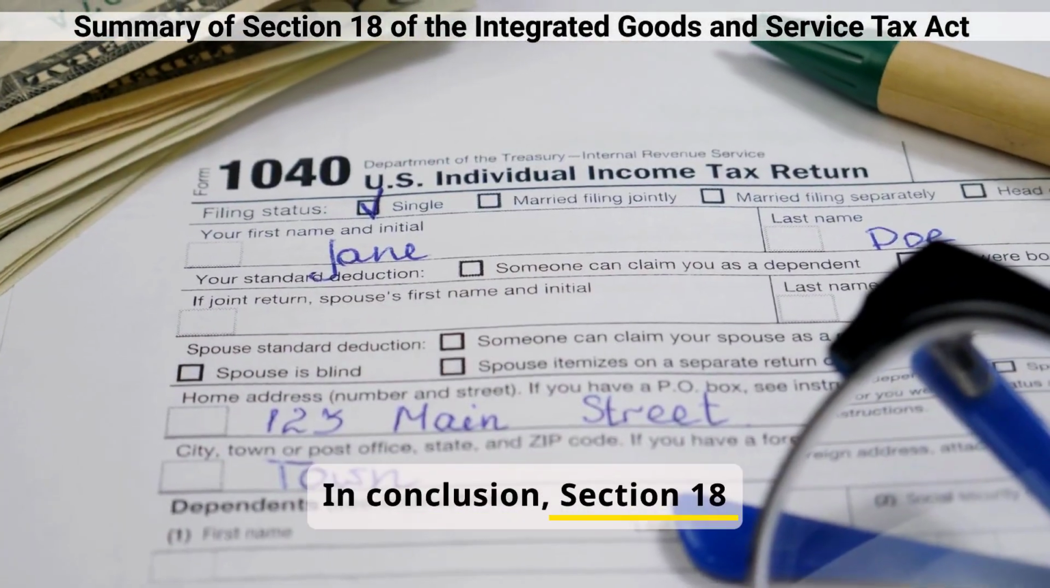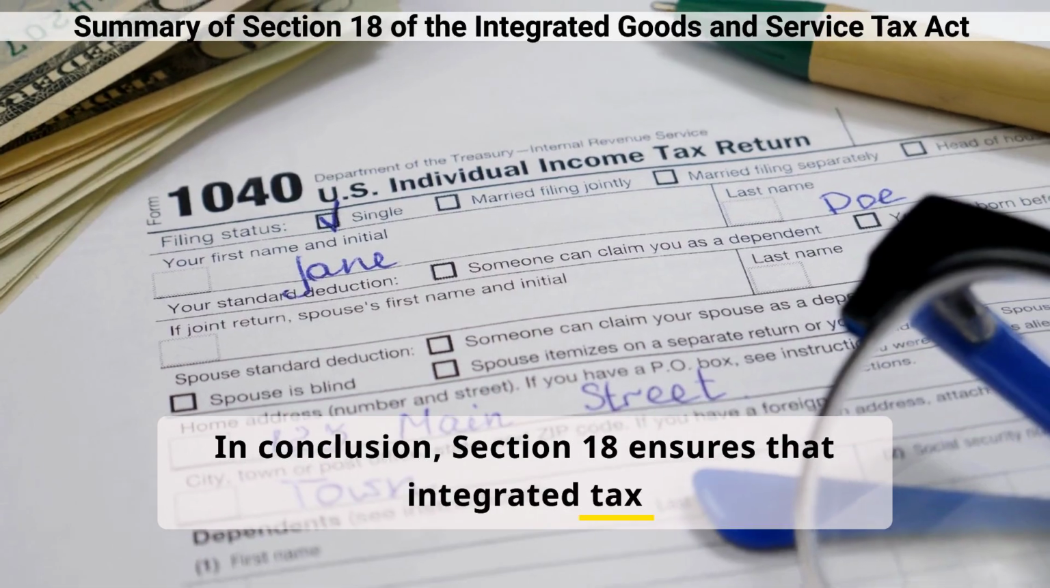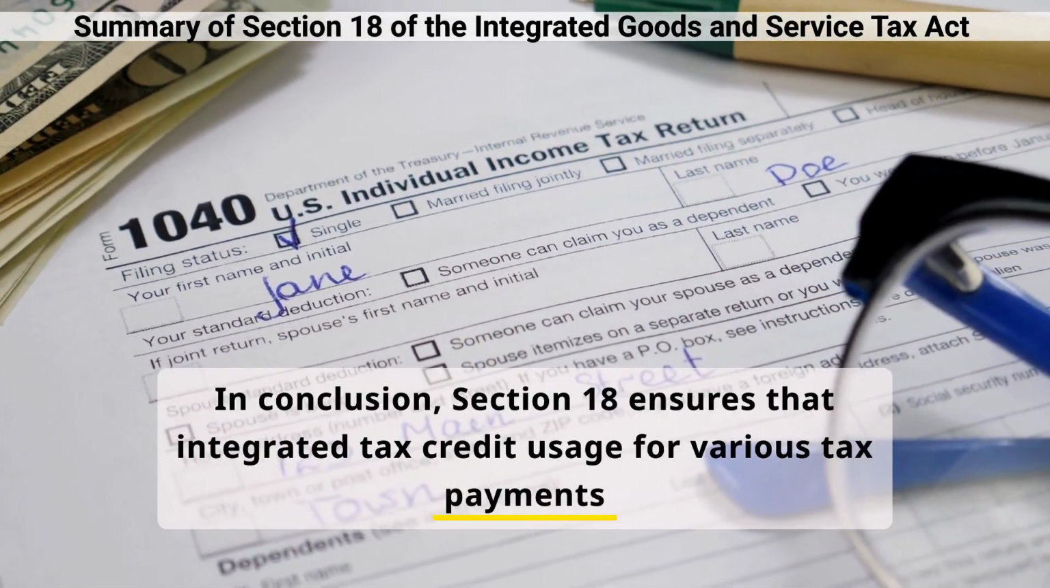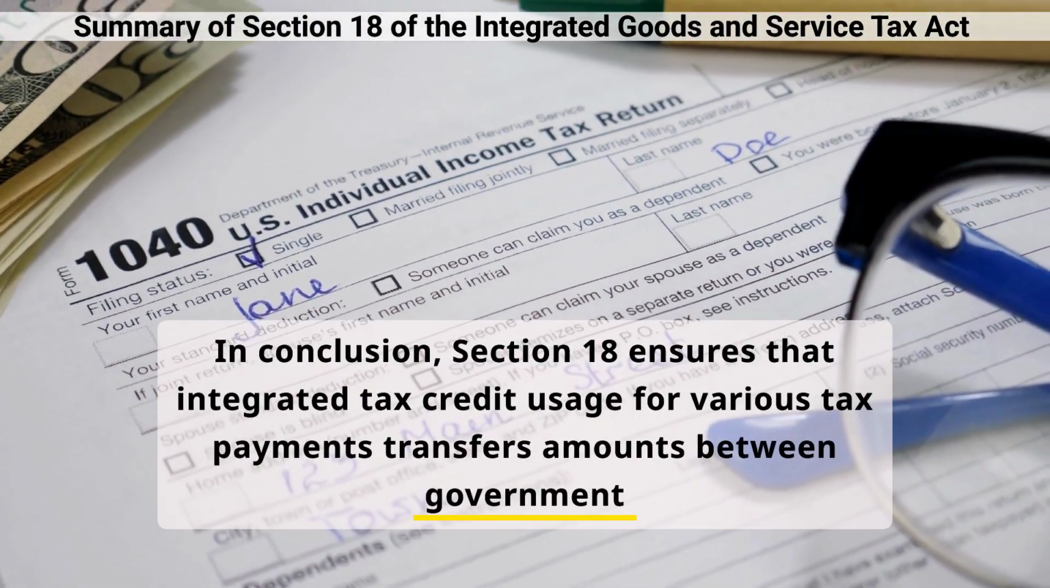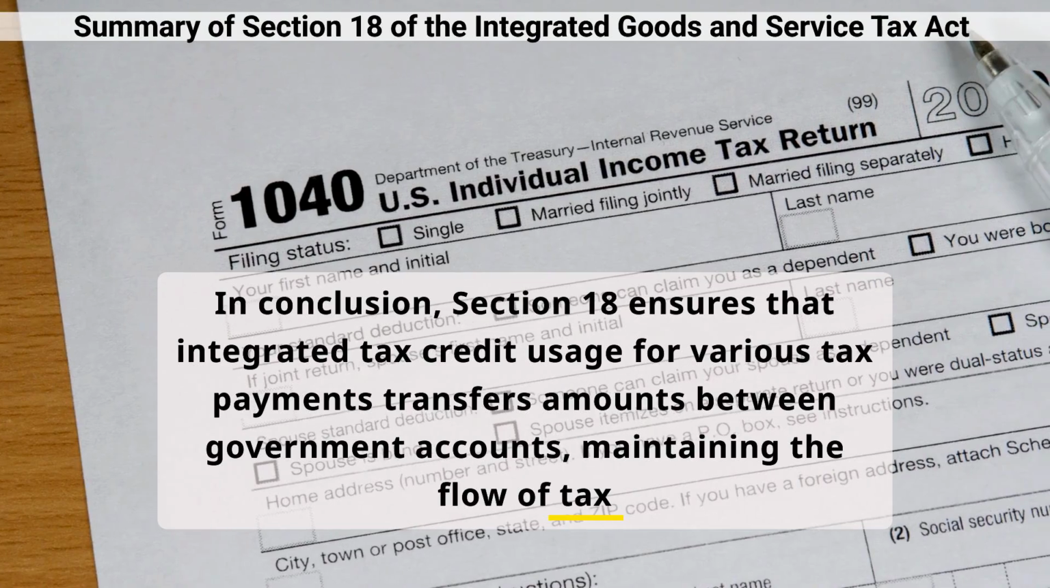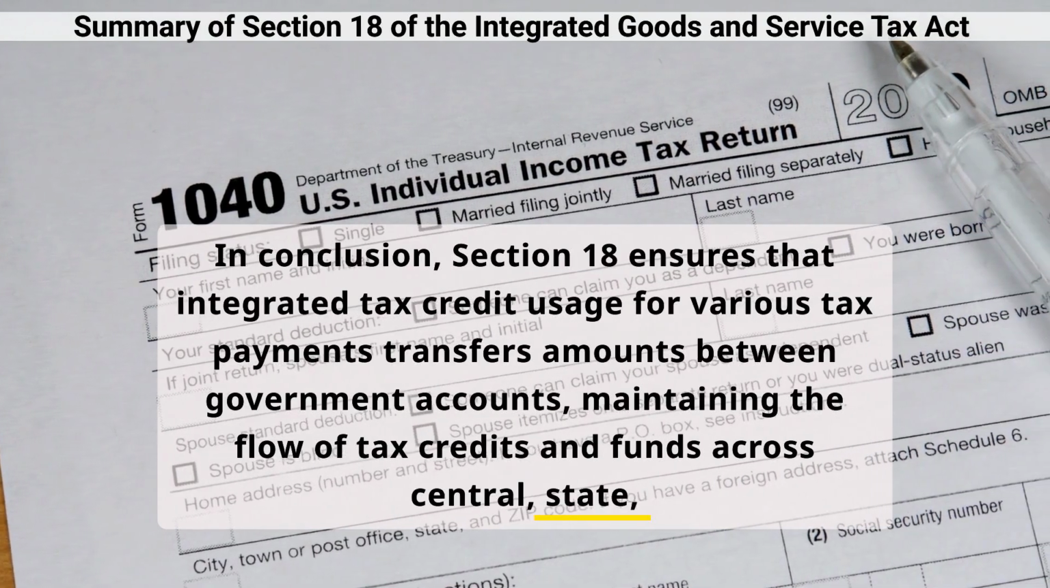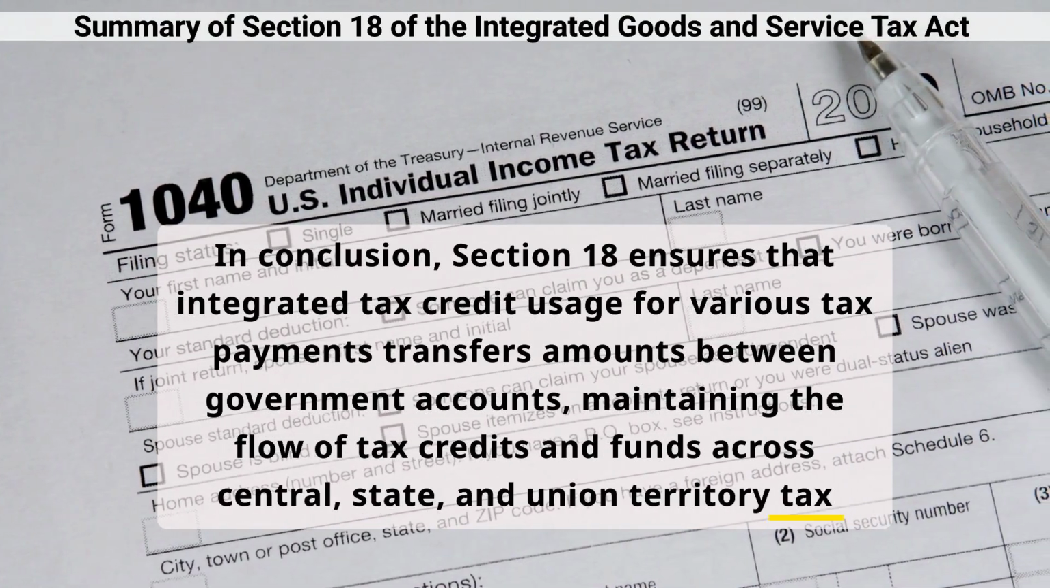In conclusion, Section 18 ensures that integrated tax credit usage for various tax payments transfers amounts between government accounts, maintaining the flow of tax credits and funds across central, state, and union territory tax systems.